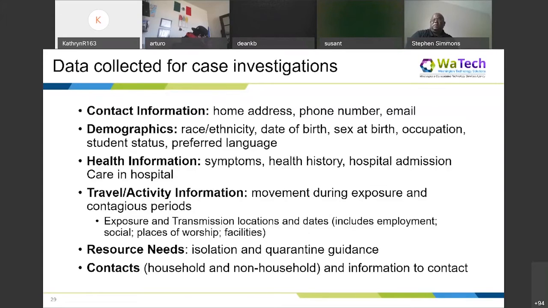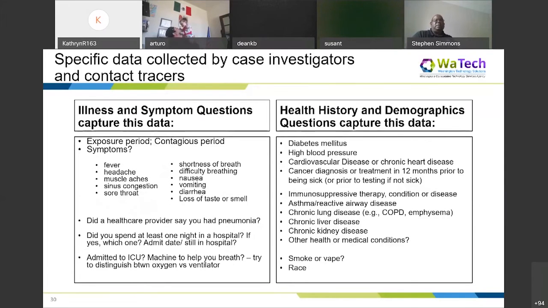Resource needs includes giving further guidance again about isolation and quarantine, and then also gathering information about household members and non-household members in order to do further contact tracing with those individuals. So these are all a lot more specific data elements that are actually asked about through the contact tracing. I'm not going to go through all of these, but I just wanted to share actual very specific information that may be asked about in terms of understanding the case investigation data that's collected.